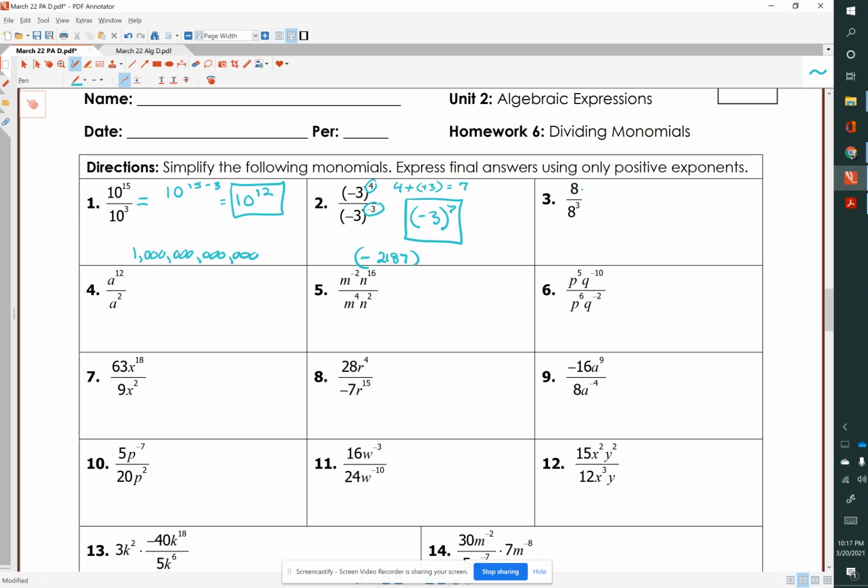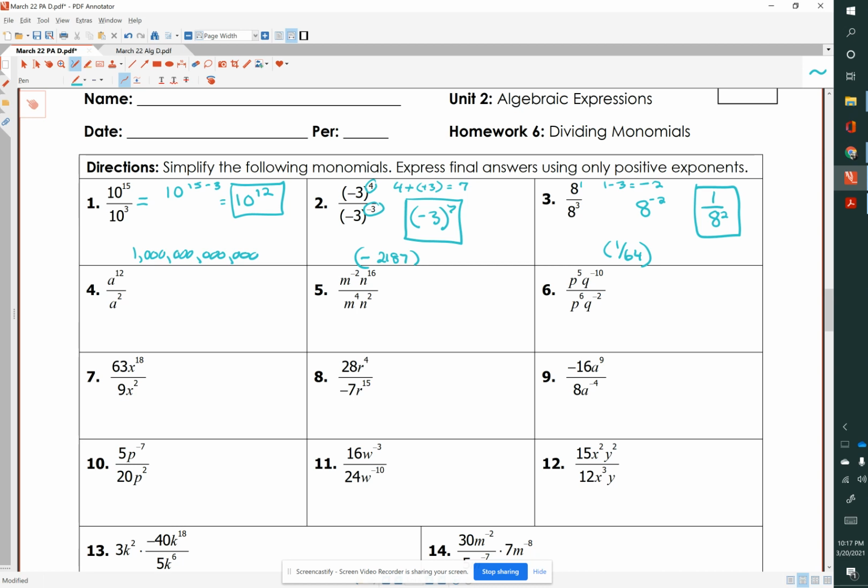Now, in number 3, we have an invisible exponent of 1. So let's not forget that. So we would be subtracting 1 minus 3, which would be negative 2. So that would be 8 to the power of negative 2, which we would simplify by putting 8 to the power of 2, or 8 squared, in the denominator, and that way we could have a positive exponent. If you were to evaluate that, that would be 1 over 64, 1/64.